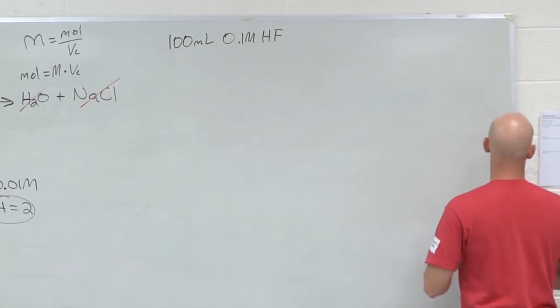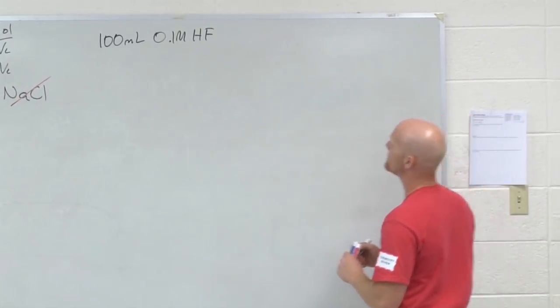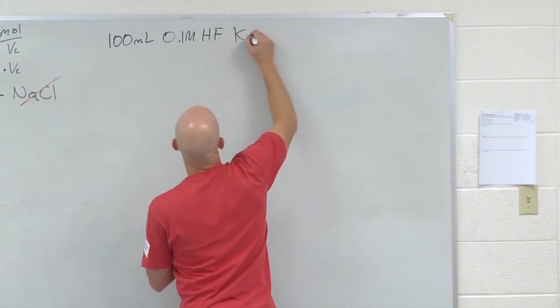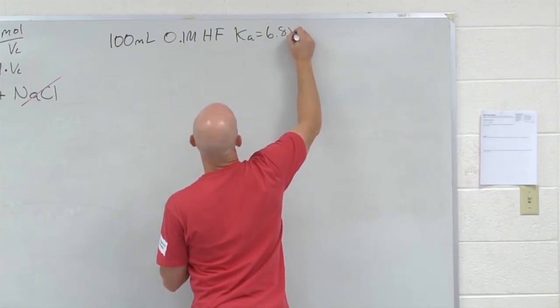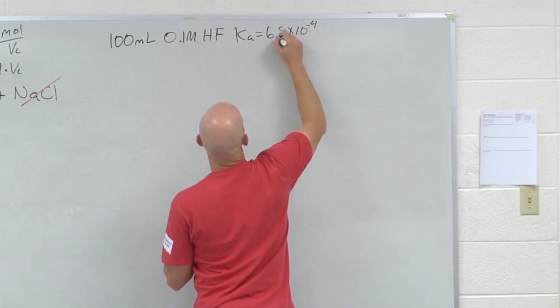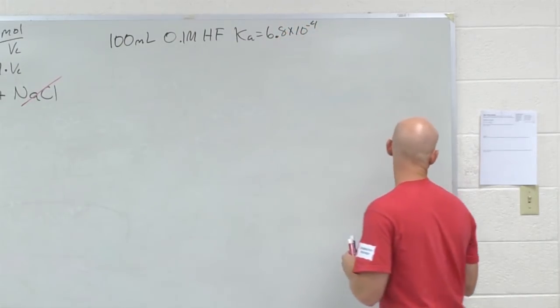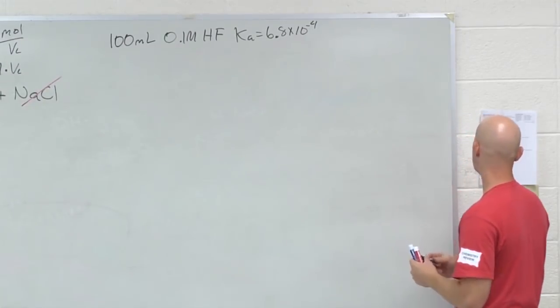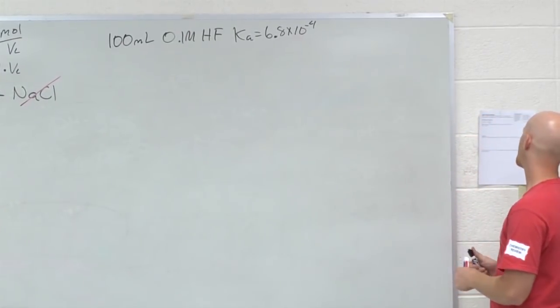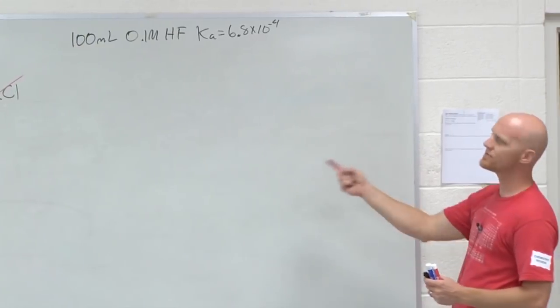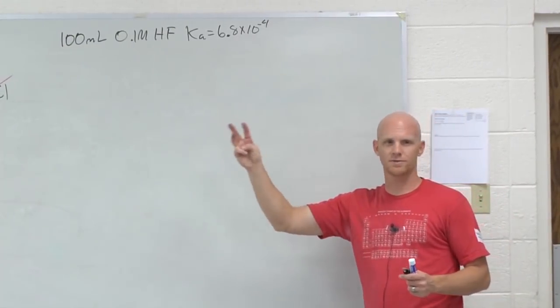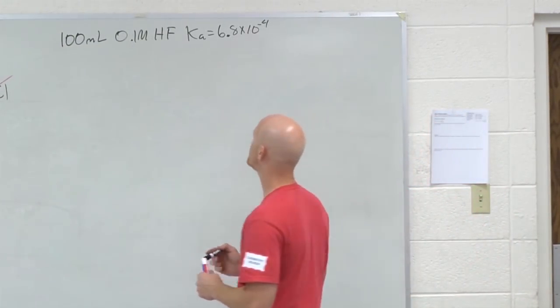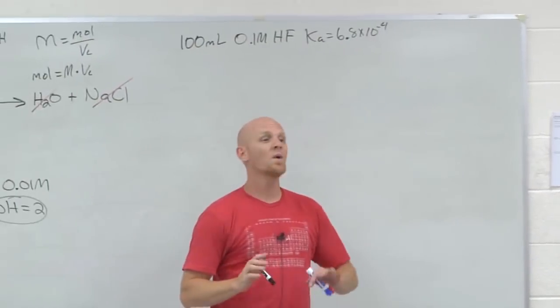We've got 100 milliliters of 0.1 molar HF, the Ka of which is 6.8 times 10 to the negative 4. And the questions are: calculate the pH after the addition of 25, 50, and 100 milliliters of solution. Let's stop for a minute.